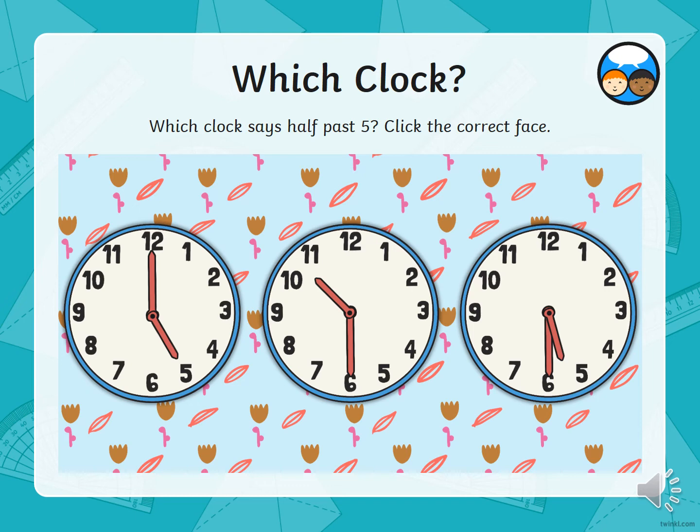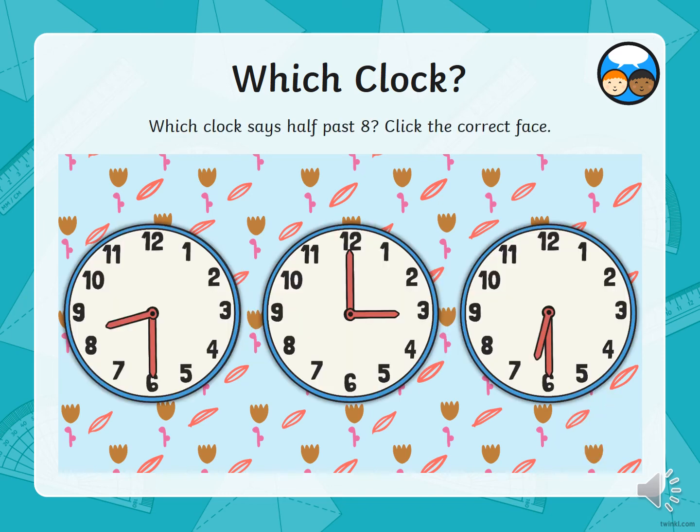Which clock says 5:30? Is it the first clock? No, because it says o'clock with its big minute hand, so it's not the first clock. Is it the second clock? No, because the second clock's hour hand points halfway between the numbers 10 and 11, so it's not that clock either. Is it the last or third clock? Let's have a look and see. The big minute hand points to the 6, which means 1/2 past, and the small hour hand points between the 5 and 6. So yes, it's the third or last clock that says 5:30. Well done.